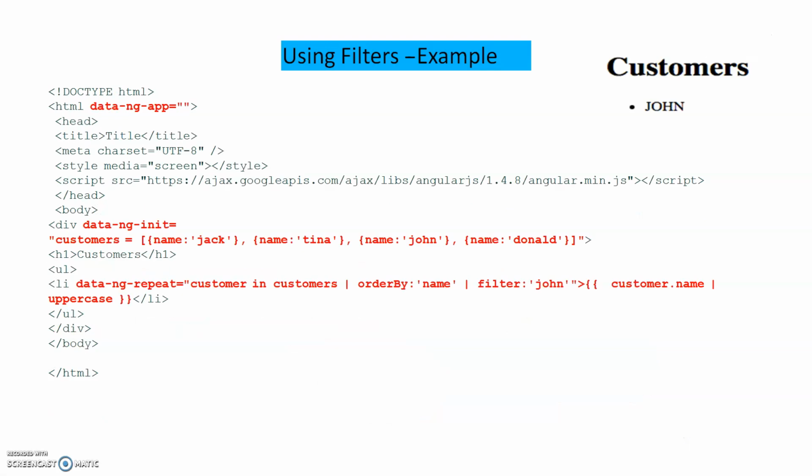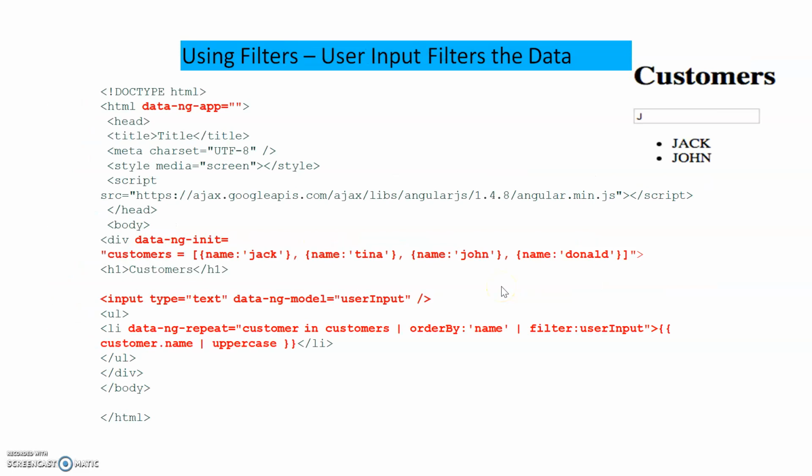Another example of filters: suppose this is the array with multiple names, and if you find repeat customers, order by name, filter John, it will display only the elements whose name is John, and that in capital letters. So even if there are multiple elements, you will find John is the only output. This is another way to use the filter. Specific elements you can display.